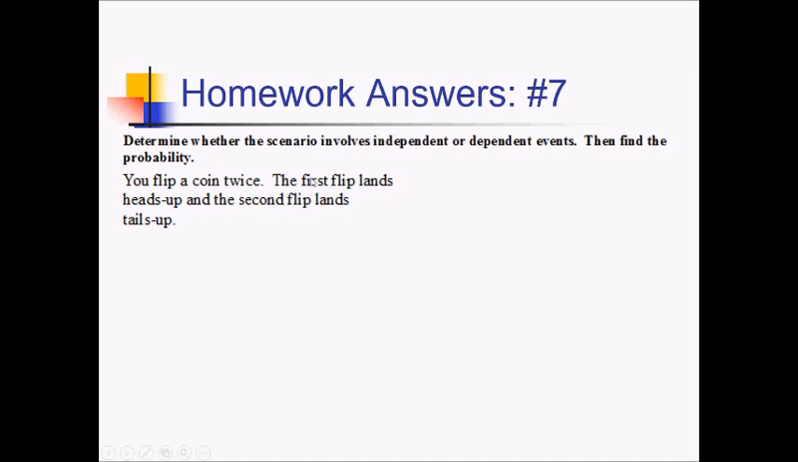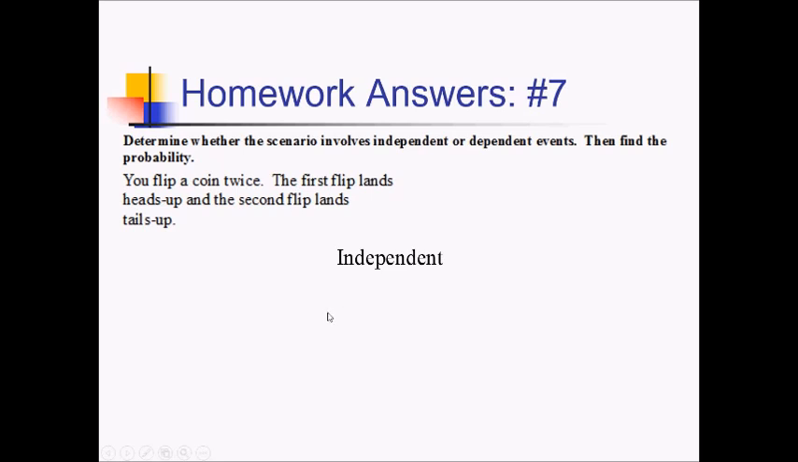Since a coin flip, whatever you get the first time is not going to affect what you can get the second time. I mean, it's not like the coin loses a side after you land on that side. These are independent events. They're totally separate. We're just going to find them and then multiply them together, whatever they are, independently.